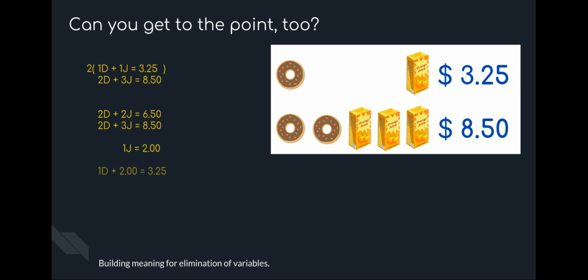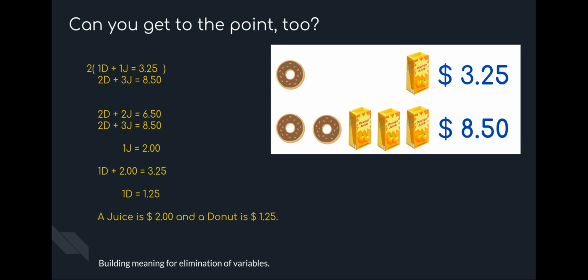From there, we can go back to our original equation, but instead of one juice, we can represent it with $2. We can deduct that $2 from both sides, and we find out that one donut is $1.25. So a juice is $2 and a donut is $1.25.